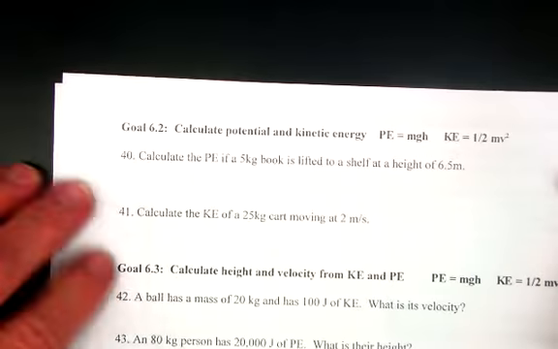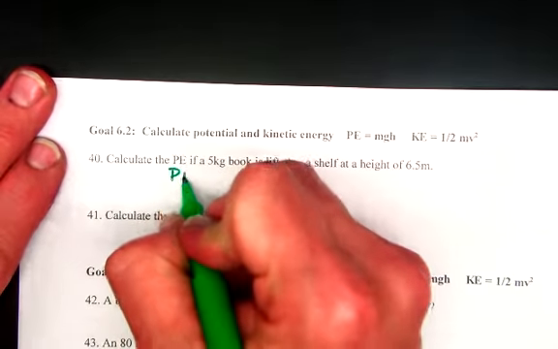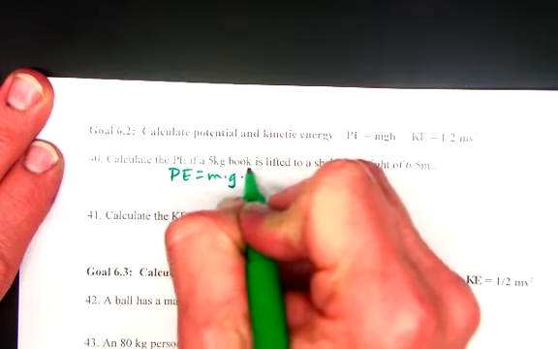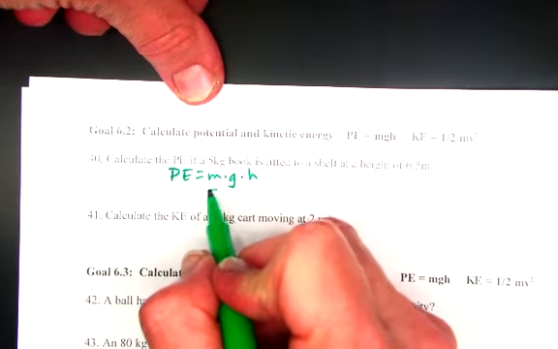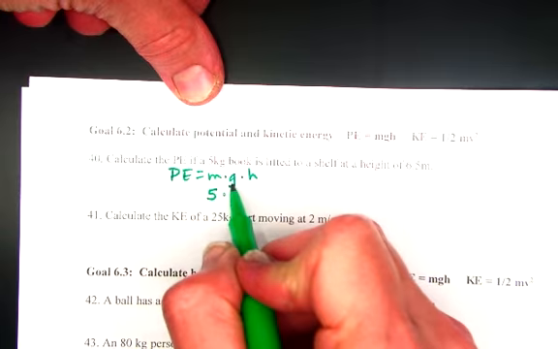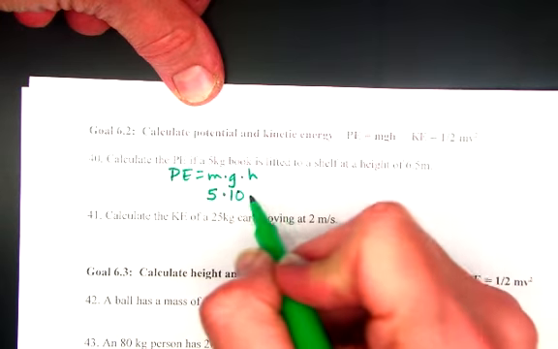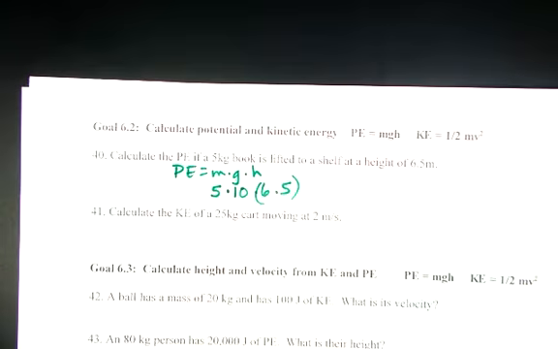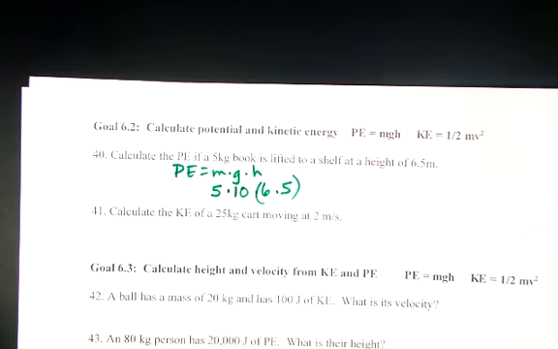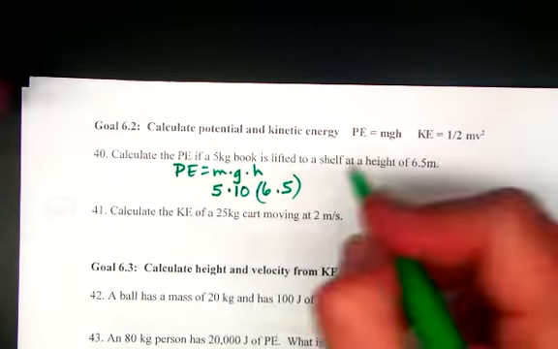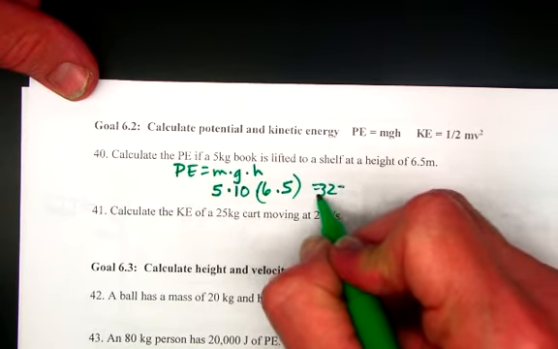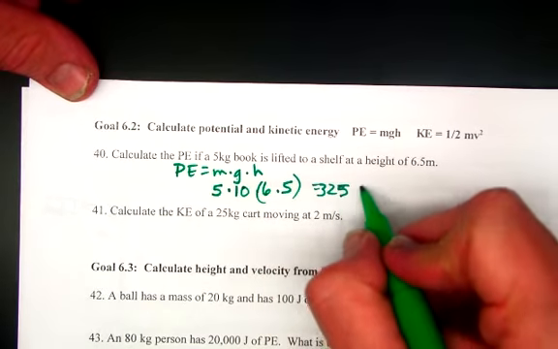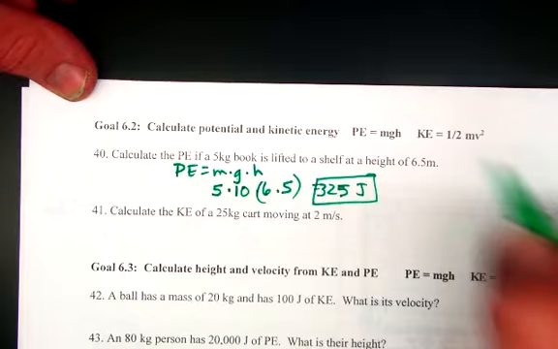All right, if we turn to goal 6.2, this is just calculating problems using the formula. So potential energy is M times G times H. The M is 5 kilograms, G is always 10, and the height is 6.5. So if we multiply these all together, basically we have 50 times 6.5, we have 325. And that would be joules. Energy is always in joules.